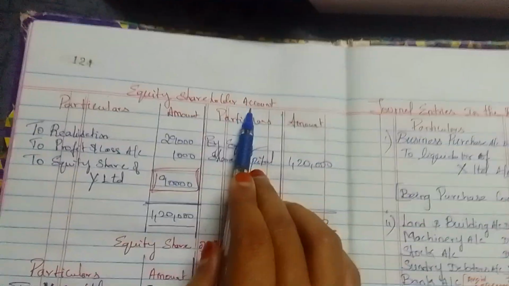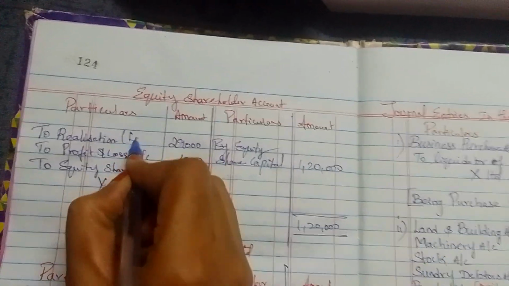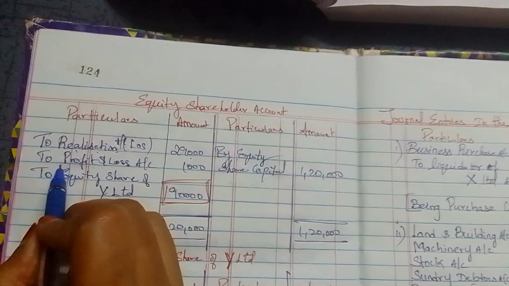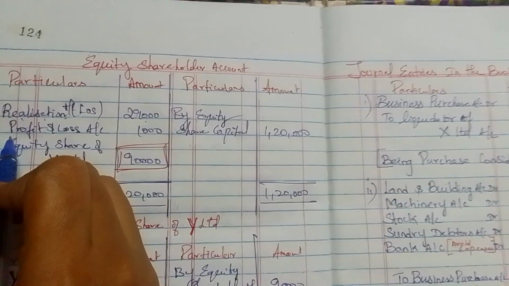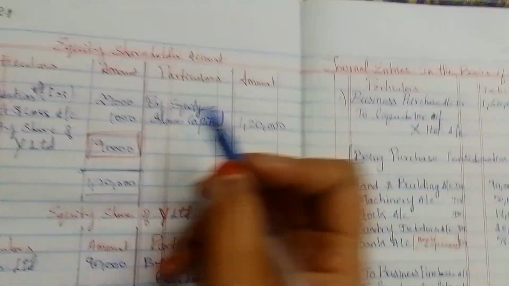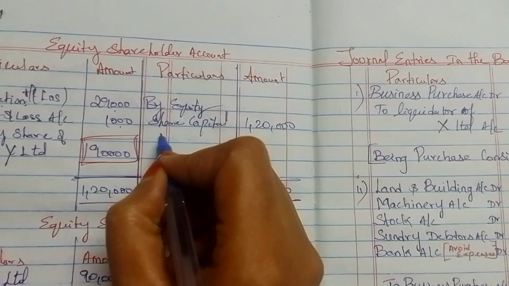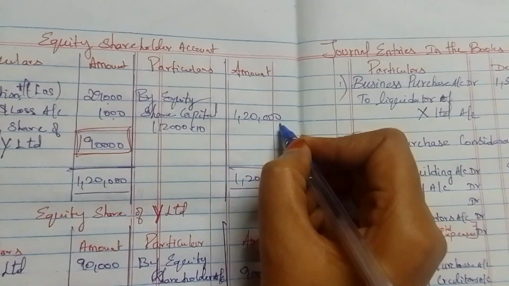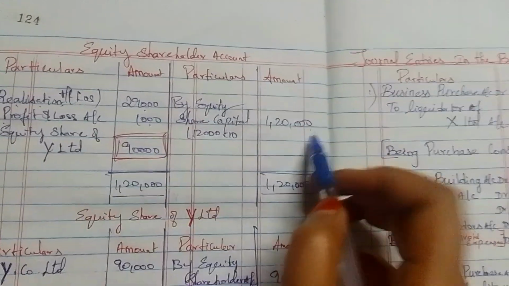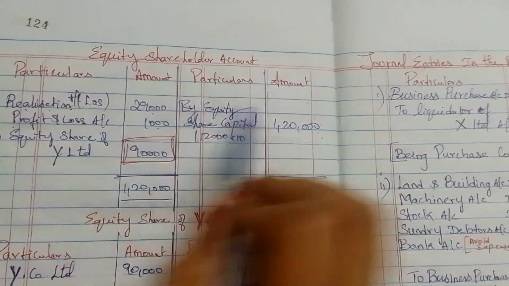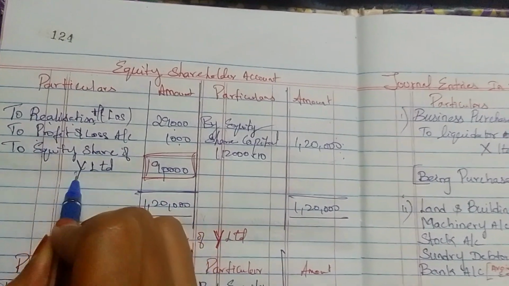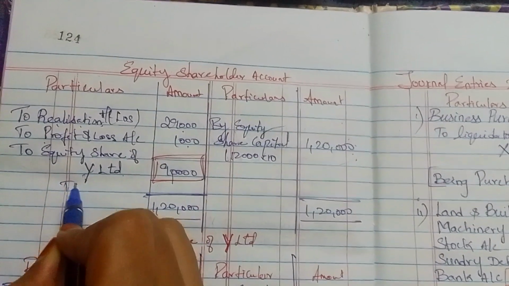Now we are moving to the next step, the equity shareholders account. From the realization account we got a loss of rupees 29,000. In the textbook question they have given profit and loss on the asset side 1,000, and equity share capital of 12,000 into 10, which is 1,20,000. This is the highest value, so we find the difference. The difference amount is 90,000, that is the equity share of Y Limited, that we are going to transfer.